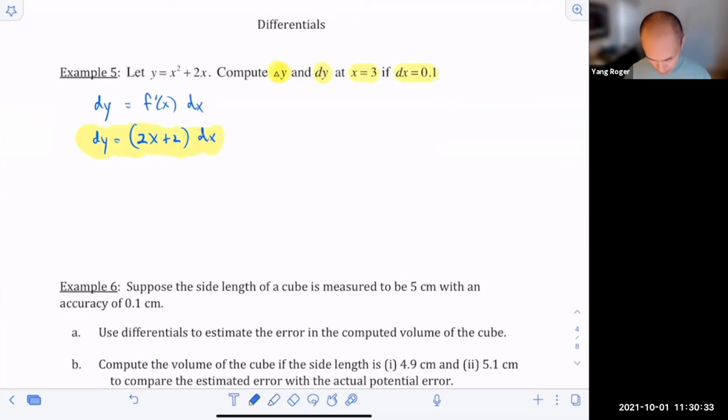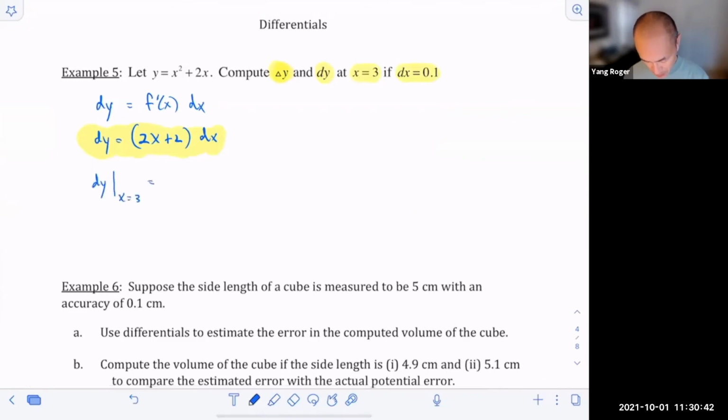So we're going to put dy, and a vertical bar, which means evaluate it at x equal to 3. And then I'm going to plug in a 3 for x, and replace the dx with the 0.1. So when I do that, I'm going to get 8 times 0.1, and that's equal to 0.8. So that's what my dy is. That's the approximation.